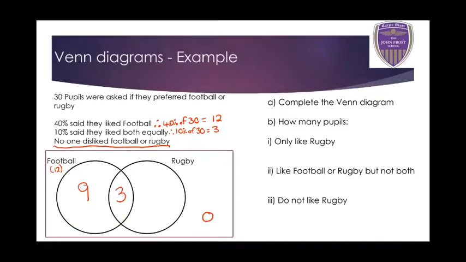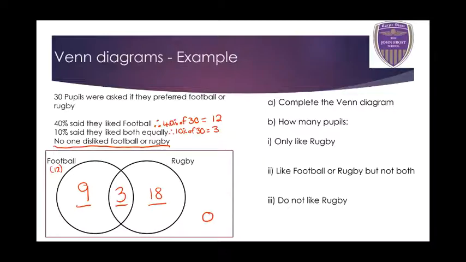Job done. Now, for the rest of the rugby circle, we don't know how many people in total liked rugby. But because we know that no one disliked football or rugby, all of these numbers have to add up to 30, because there are 30 people in total, and all the numbers in the Venn diagram have to add up to the total. That must mean that 9 plus 3 plus something equals 30. Well, 9 plus 3 is 12, so the missing number is 18. You can double check this: 9 plus 3 is 12, and 12 plus 18 is 30.